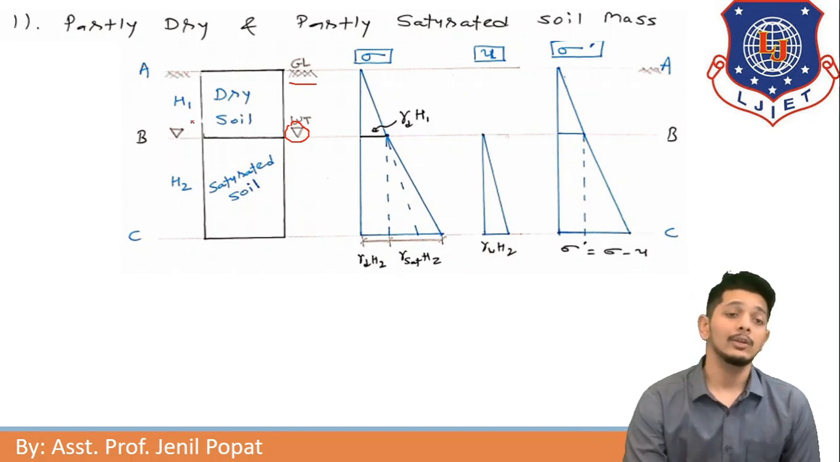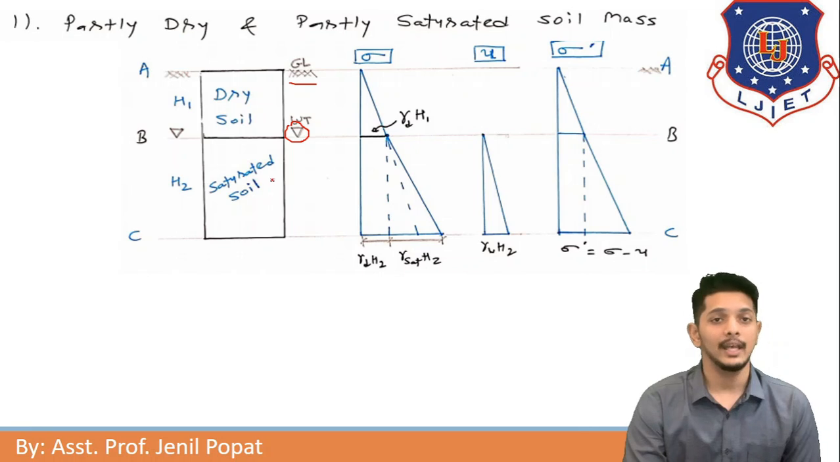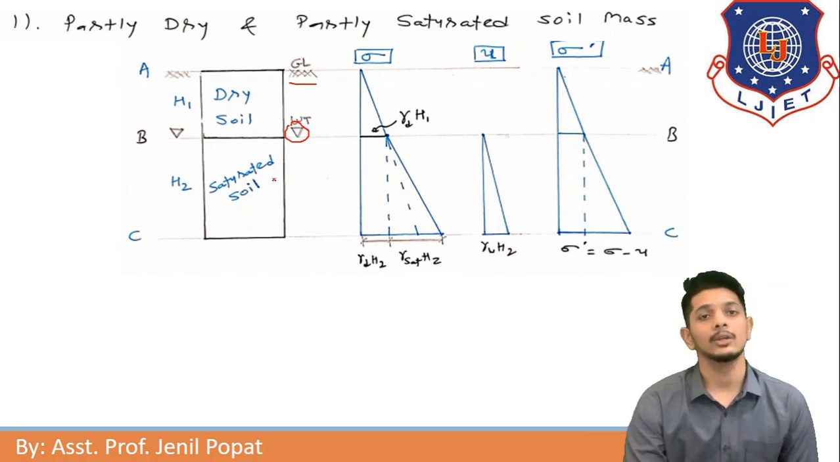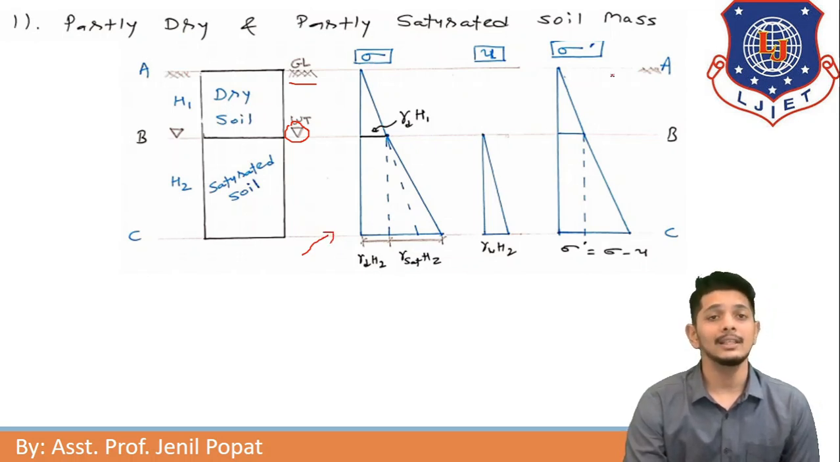Now whenever you want to calculate effective stress, you will draw pressure diagrams first, and then you will go to calculations. So let us understand pressure diagrams. These are 3 diagrams. The first diagram is total stress sigma, this is neutral stress U, and this is sigma dash, effective stress. If we find out total stress and neutral stress, we can easily find out effective stress.